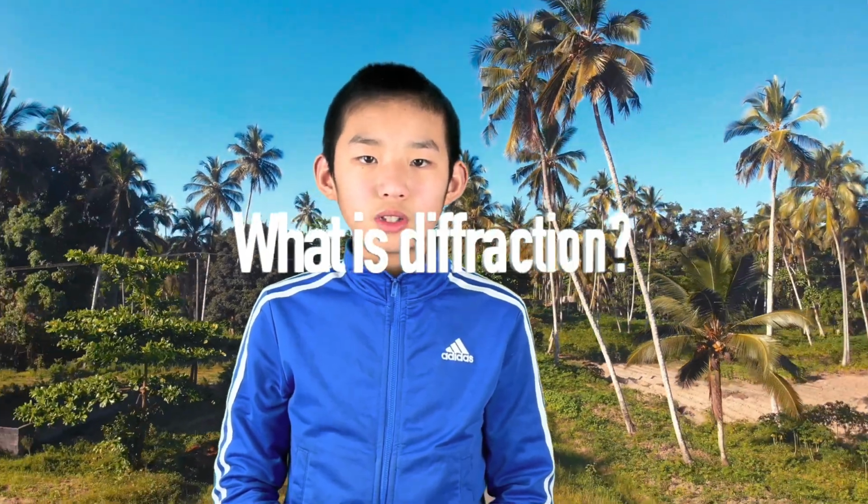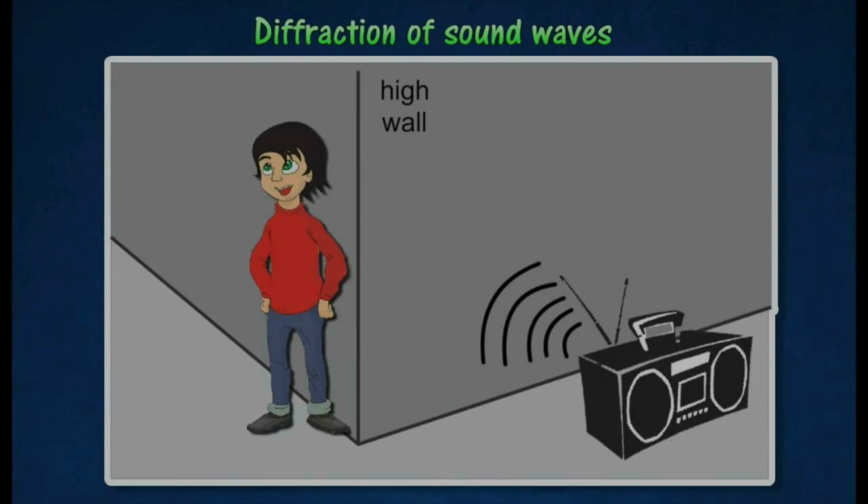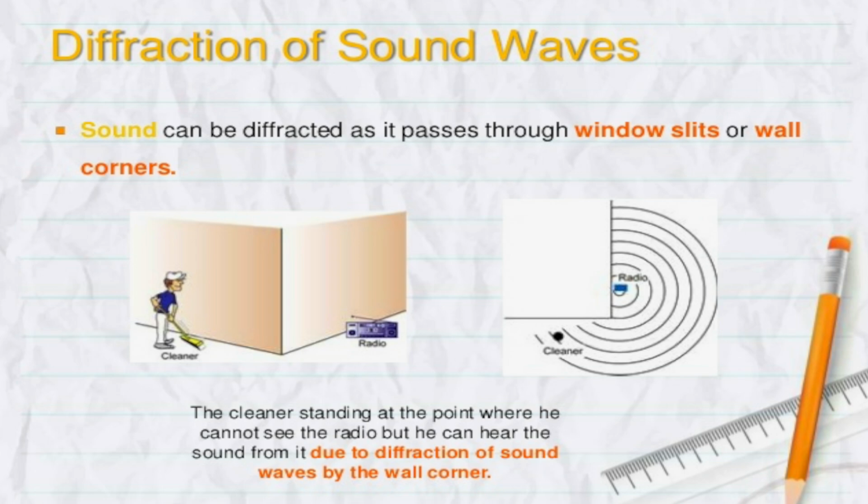What is diffraction? Did you ever notice that when you are walking down the street, you can hear sounds around the corner of buildings? For example, the person can hear the radio around the corner of the building because of the diffraction of sound waves. Because sound waves spread out and travel around obstacles, it's called diffraction. It also occurs when a wave passes through an opening in an obstacle.